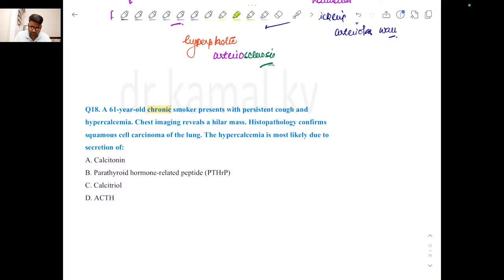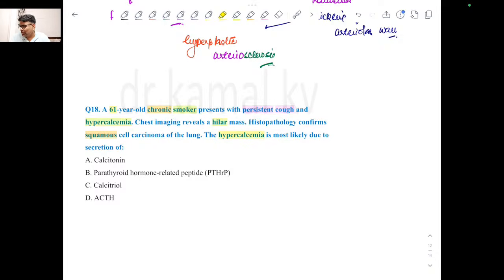a 61-year-old chronic smoker having persistent cough and elevated calcium levels, that is, yes, very good, hypercalcemia. So persistent cough and hypercalcemia. Then chest imaging reveals a hilar mass, and histopathology shows that it is a squamous cell carcinoma of the lung. Now, what is the reason for this hypercalcemia here?